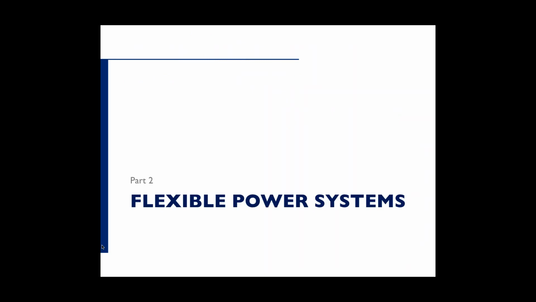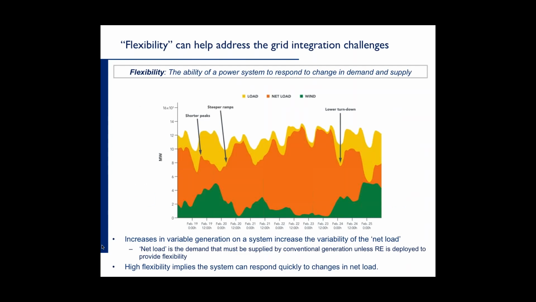So let's talk about flexibility. This next graph is an example. Every system is a little bit different, but we think that this graph does a nice job of showing what it means when we add variable renewable energy into the power system with respect to variability.